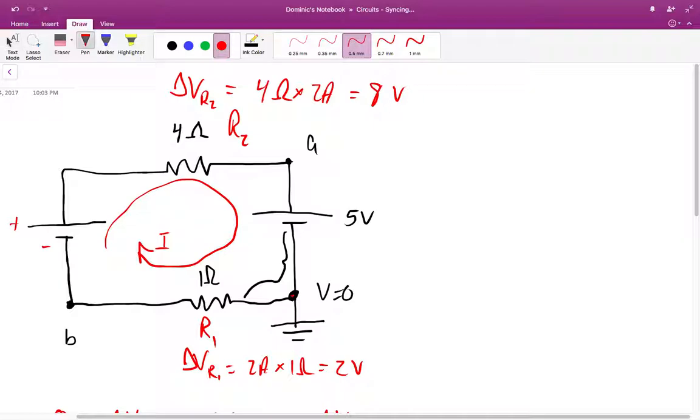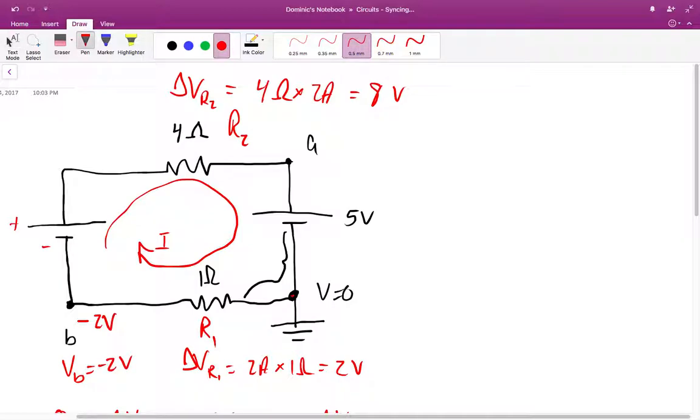Okay, so starting at the ground, when we go across this resistor here, we are going to subtract our voltage, right? So we're starting at 0, and we're subtracting as we go in this direction. So at point B, we are actually going to be at minus 2 volts. So V of B is minus 2 volts.